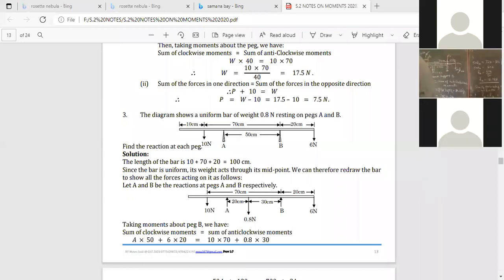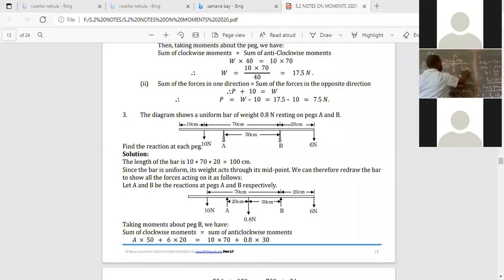We are selecting moments about what? Point A. I hope you can see the board. About point A. Now let us go and change everything if our moments are about point A. Okay, so I'm changing these directions here. The rest we have done. We are taking moments about point A.